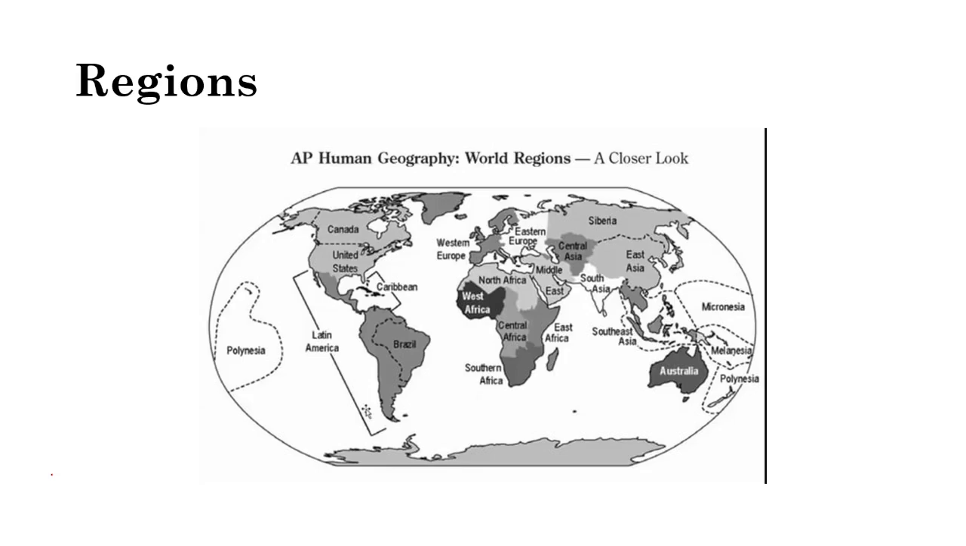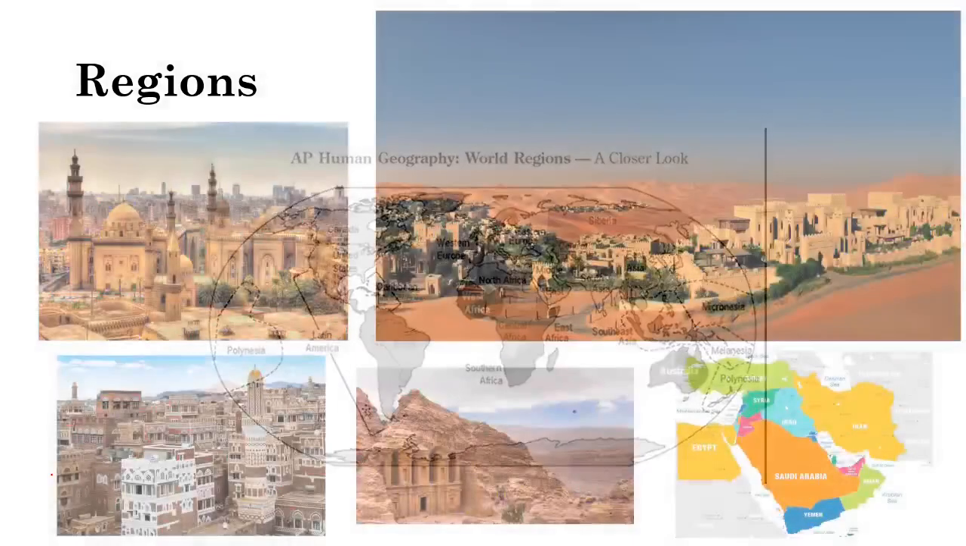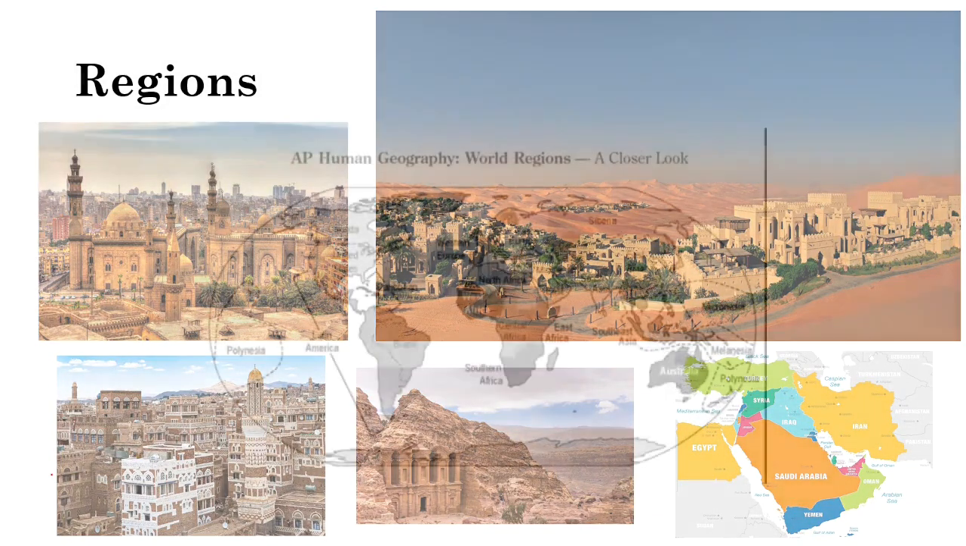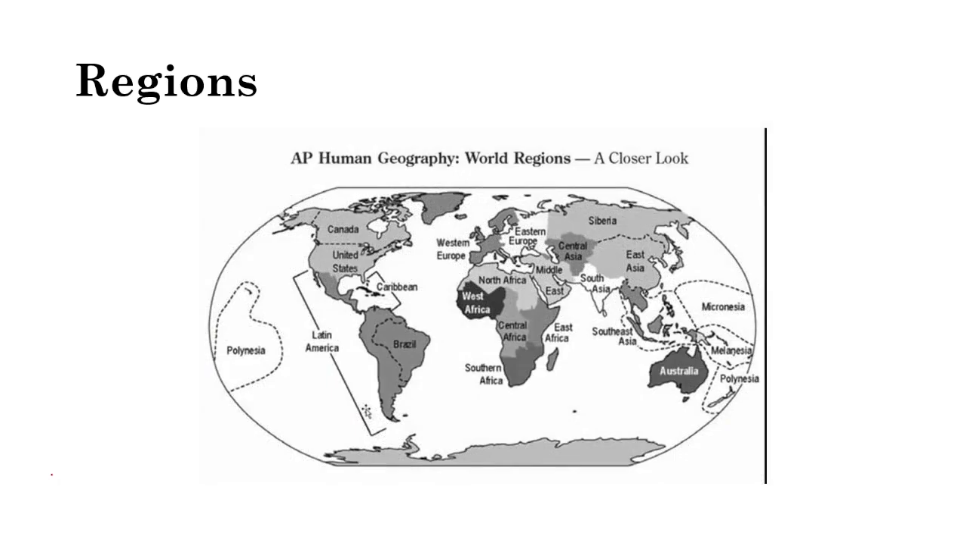Look at where Egypt is. It's in northern Africa here. It's not in the Middle East. If you look back at this slide, this map said that Egypt is part of the Middle East. College Board disagrees, and sometimes that happens.